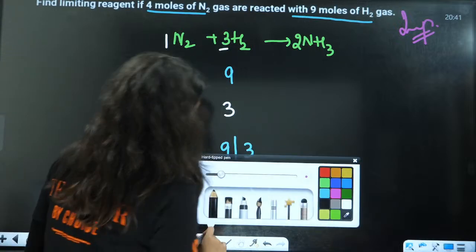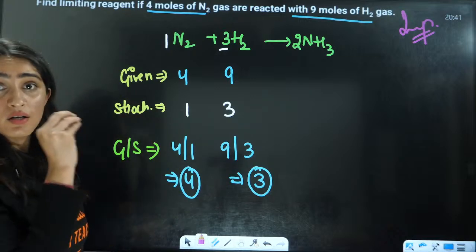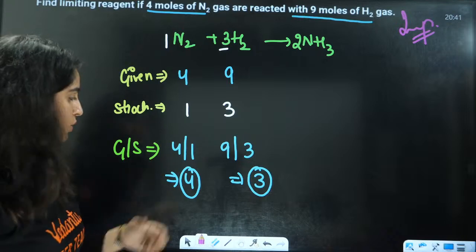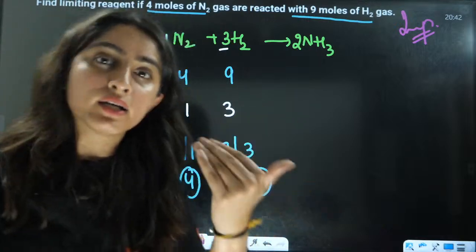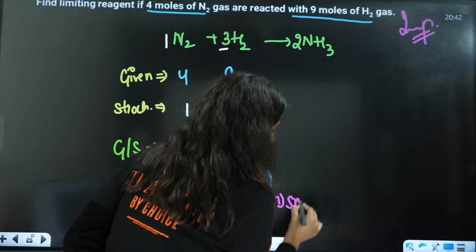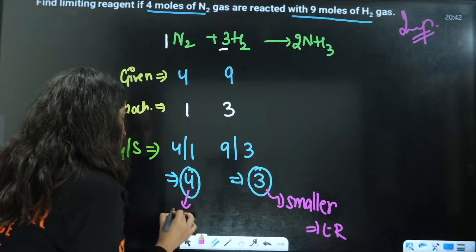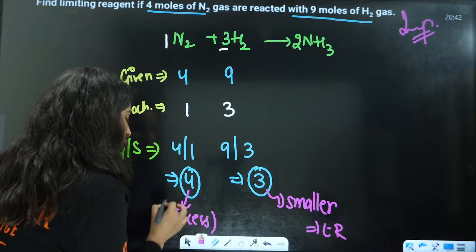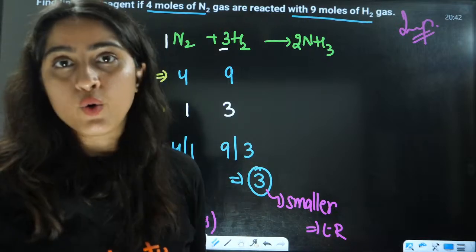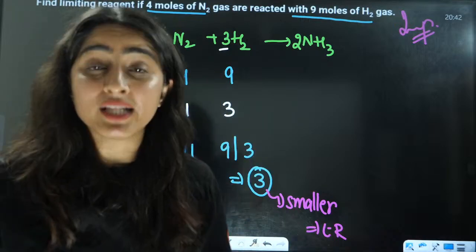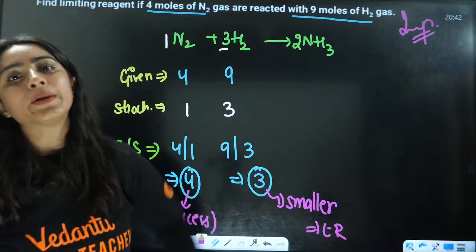Next we have 4 moles and 3 moles. Just divide the given by the stoichiometry. You have this value and this value. Which will be the limiting reagent? The value that is smaller. This is the smaller value, so this will be the limiting reagent, and this is going to be the excess reagent. By dividing given by stoichiometry, the value that is less is called the limiting reagent. Here we can say hydrogen is the limiting reagent.